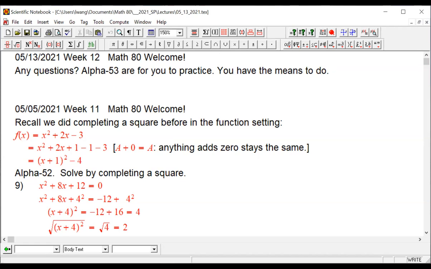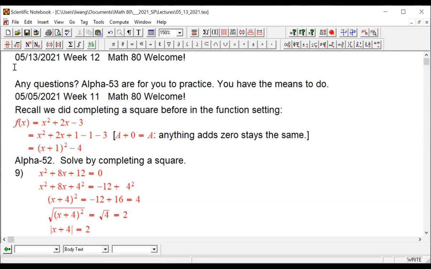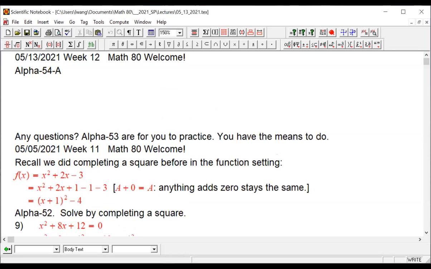We actually want to move to the next section, which is 54A. 54A. This is logarithm. Okay, 54A. Regarding 54A, we would like to work on this section.